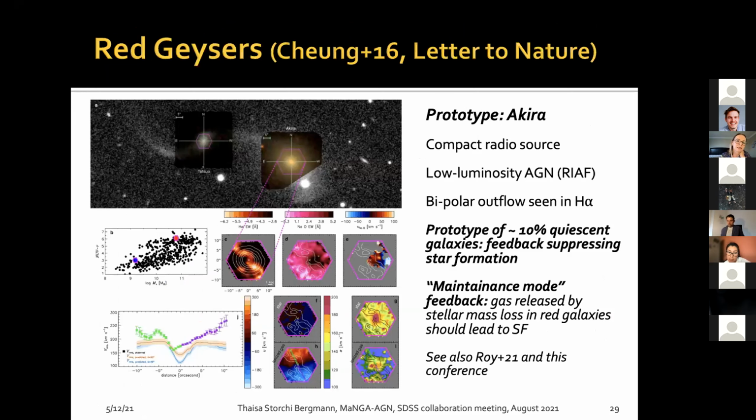We have also done some kinematic studies. We are doing kinematic studies of these red geyser galaxies. The prototype is Akira, that has a compact radio source, and Shen et al. found, and also Roy, who also participated in this conference, found that these red geyser galaxies have a compact radio source, a low luminosity AGN at the center, and a bipolar outflow that is seen in H alpha. And they concluded that they are a prototype of about 10% of quiescent galaxies, suggesting that maybe these outflows are suppressing star formation in what they call the maintenance mode feedback.